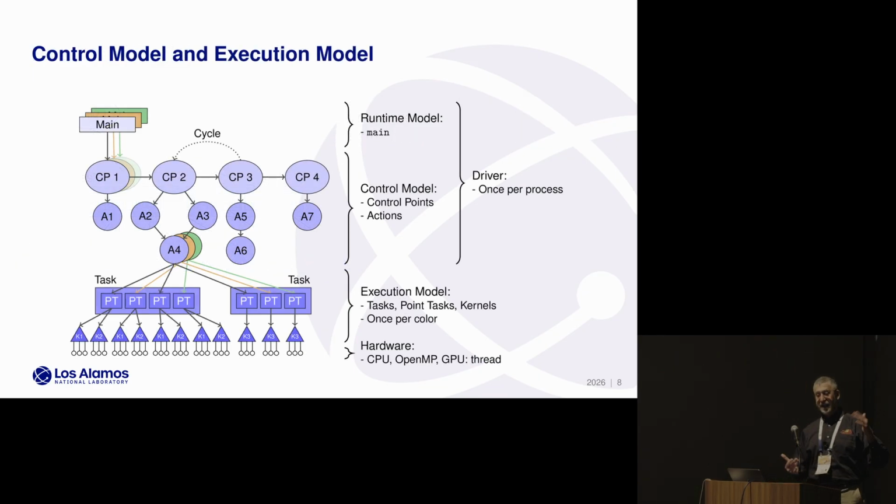So here's what all the parts of FleCSI look like together. We have main in the runtime model. The control model has control points and actions. The actions are the gateway to the execution model, where they spawn tasks, which are made up of point tasks and that launch kernels. And then all of this runs on distributed heterogeneous hardware.